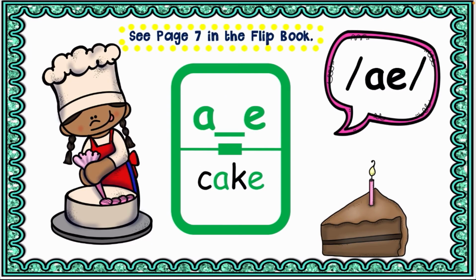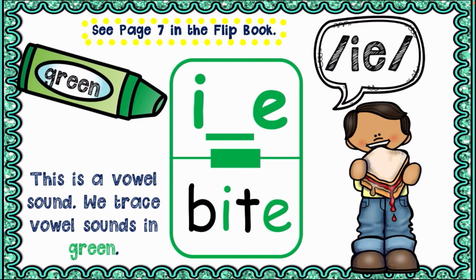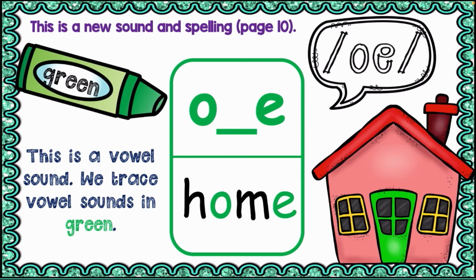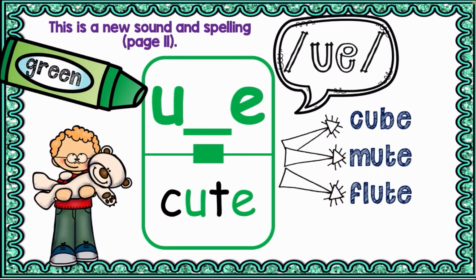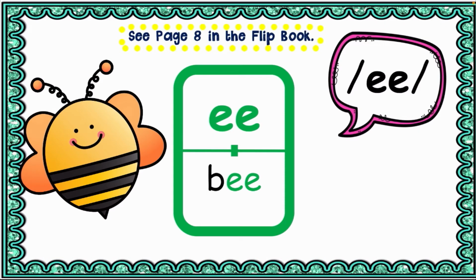Now we have the A sound as in cake. The I sound, sorry, as in bite. We have the O sound as in home. We have the U sound as in cute, cube, mute, and flute.